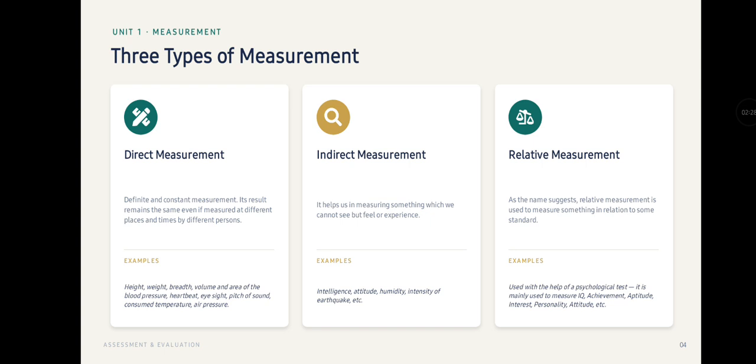We'll go to the next type, that is indirect measurement. It helps us in measuring something which we cannot see but feel or experience. For example, intelligence, attitude, humidity, intensity of earthquake, etc.